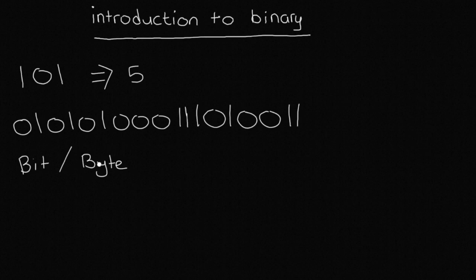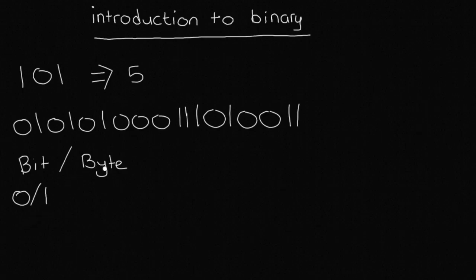So a bit is part of a byte, and a bit is actually just one of these ones or zeros. So a bit can be 0 or it can be 1, right? That's the only two options a bit can be, and it's only one of these.